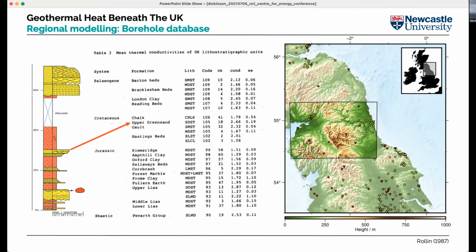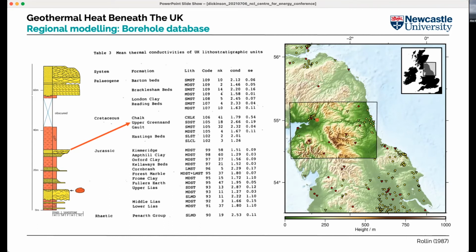So if we just focus in on this box here, you can see that the data aren't very well spatially distributed. There's a clustering up here, and quite a lot of the data points shown by these triangles are actually restricted for various reasons, so we can't access them. And also, as you can see, there aren't that many places where we actually have measurements of thermal conductivity as well as temperature, shown by these red dots.